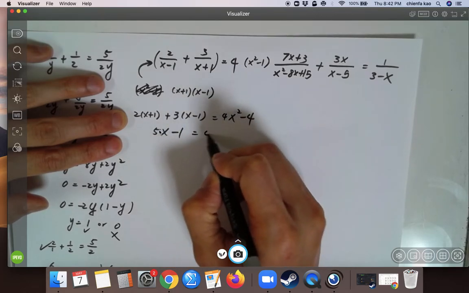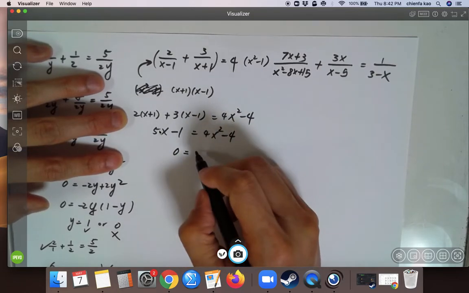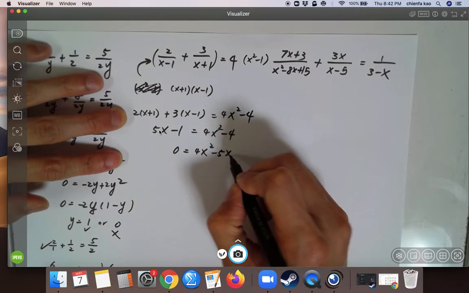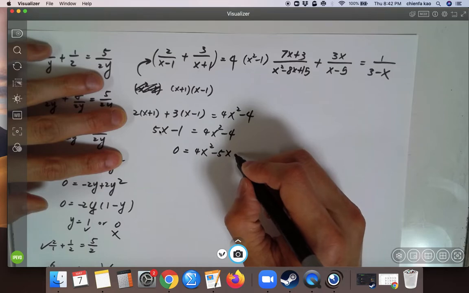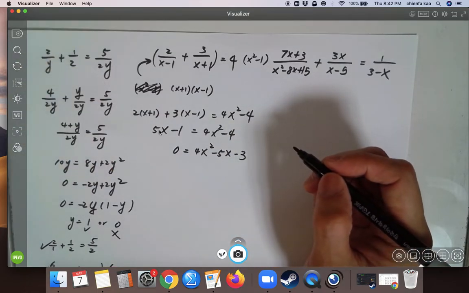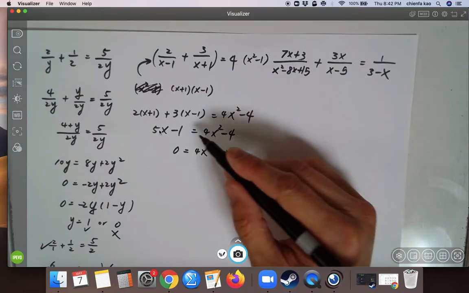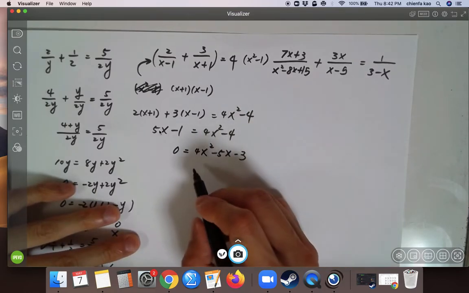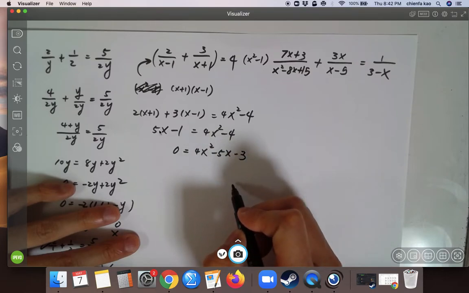Equals to 4x squared minus 4. 0 equals 4x squared minus 5x, and I have minus 3. Let me double check if everything's okay. Plus 3 minus 3. Okay, so let's see. 2, 2, 3, 1.